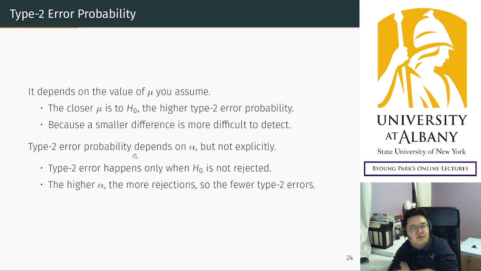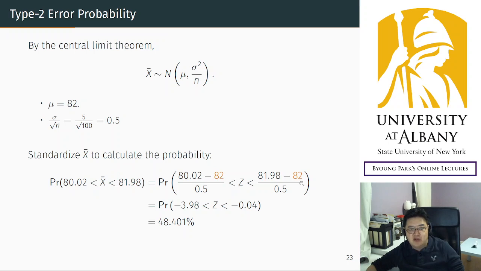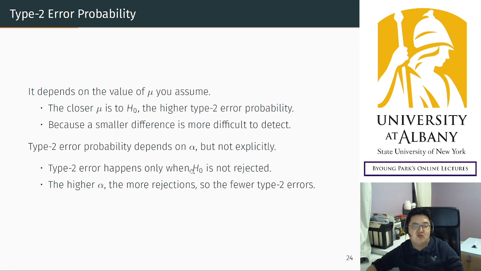And what you can learn from here is that the probability depends on the value you assumed. We assumed 82, but if you used a different value, then this part will be different. 82 can be replaced by any other number, any number not equal to 81, then these numbers will be different. And then the probability will be different. So type 2 error probability depends on what value you assume.